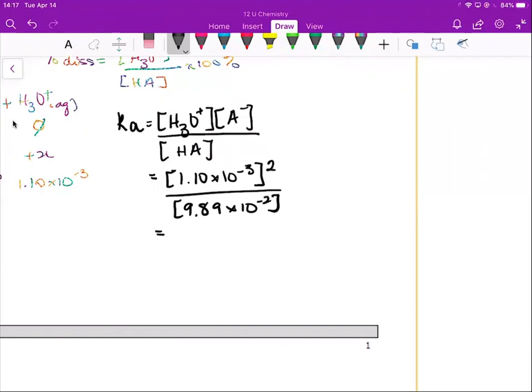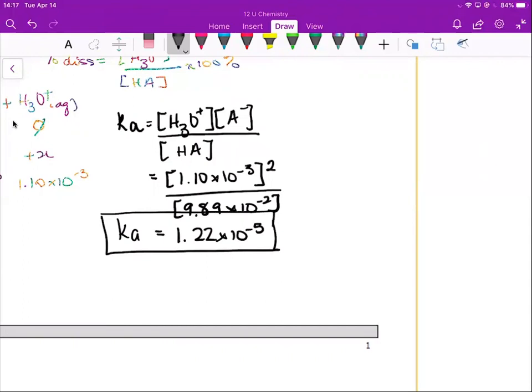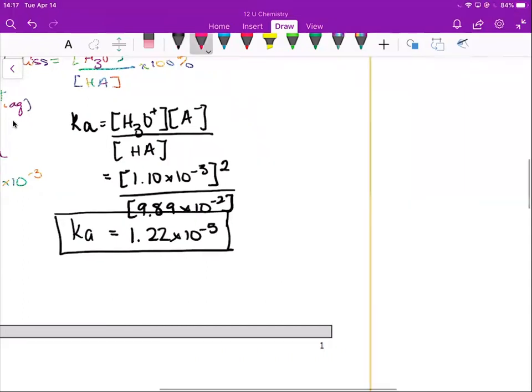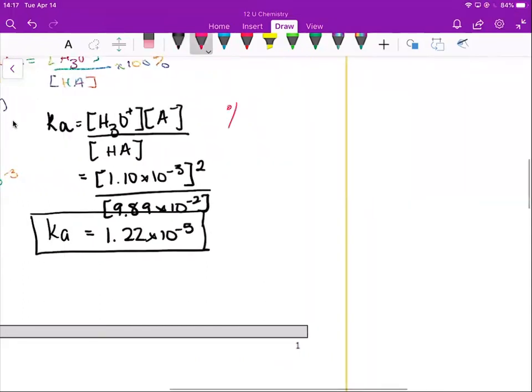And so I get a Ka value of 1.22 times 10 to the minus 5. And again, it's unitless, so I'm just going to leave it like that. And then for my percent dissociation, I'm going to take now my final concentration of hydronium ions.